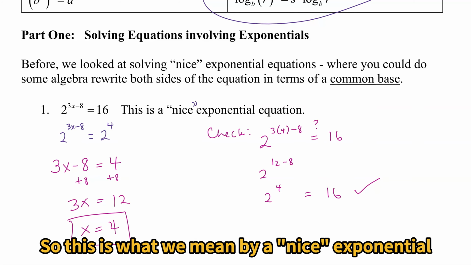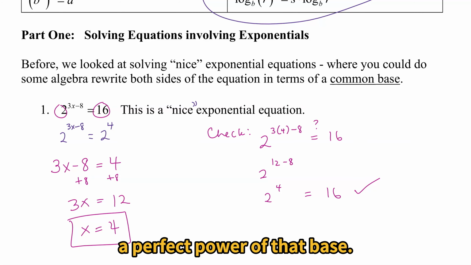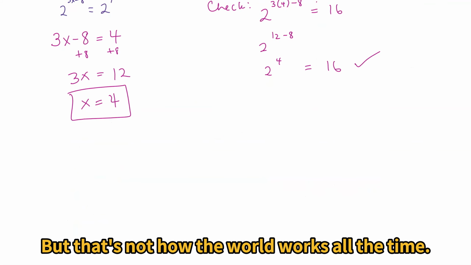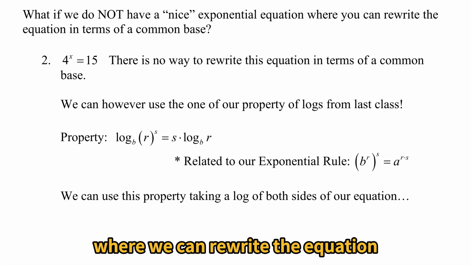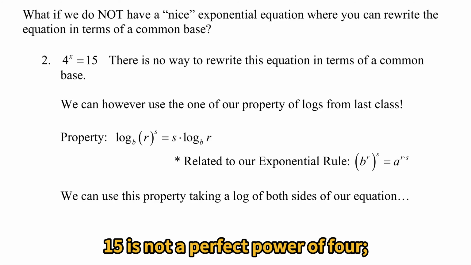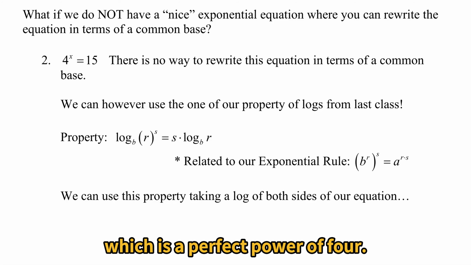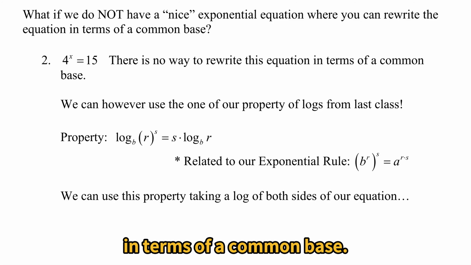So this is what we mean by a nice exponential equation. We have the base, and then on the other side of the equation, a perfect power of that base. But that's not how the world works all the time. What if we don't have a nice exponential equation where we can rewrite the equation in terms of a common base? An example, 4 to the power x equals 15. 15's not a perfect power of 4. It's really close to 16, which is a perfect power of 4, but close doesn't cut it. So we don't have a way to rewrite it in terms of a common base.